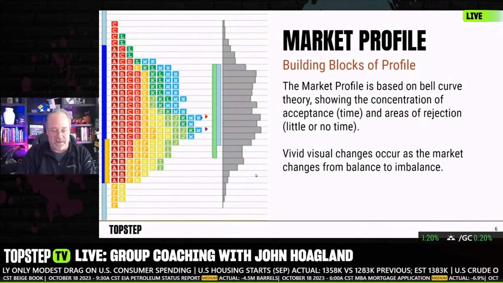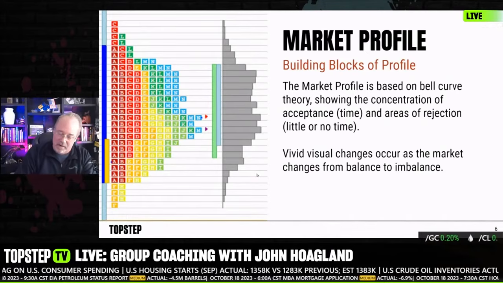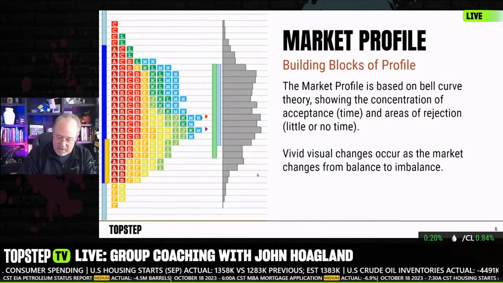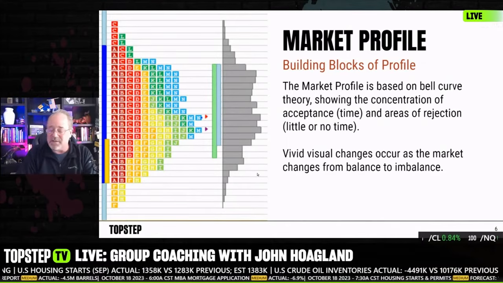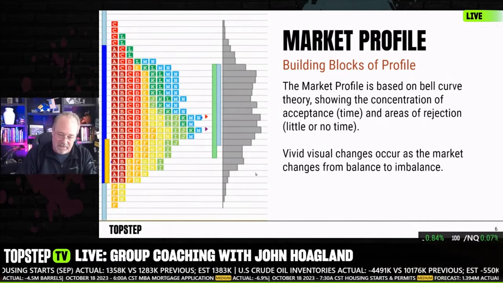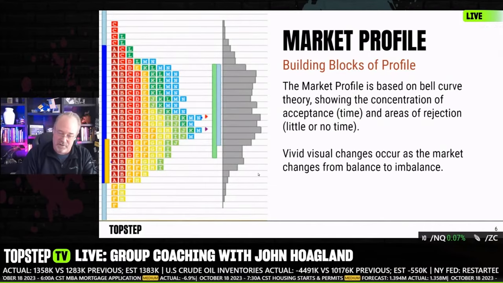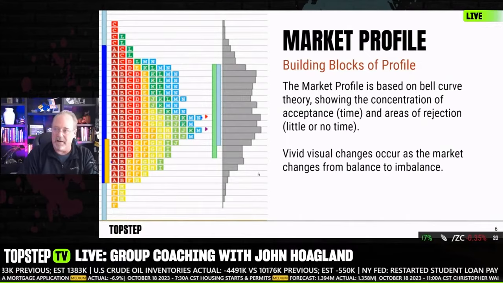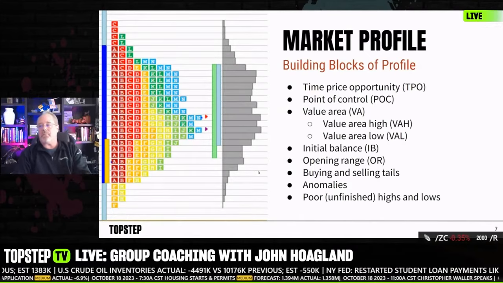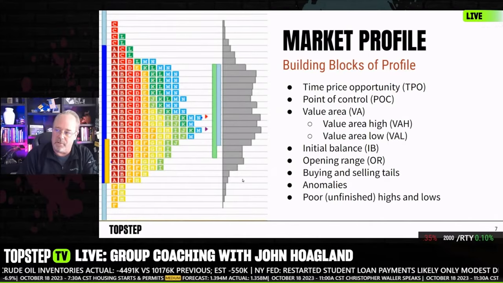Well, the market was balanced here. It fell out of balance and moved to another area of trade, and a new area of balance began. The market spends most of its time in balance. It spends less of the time in directional activity, trending, whatever you want to call it, in the day time frame. So the vocabulary is in and around the market profile.